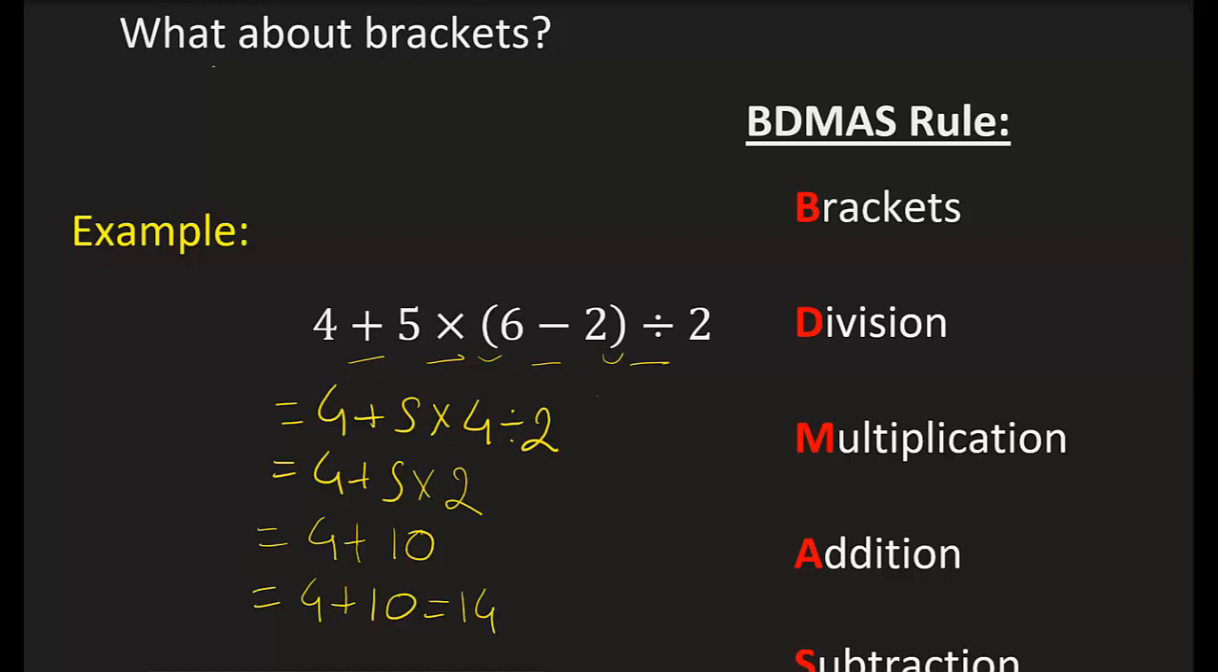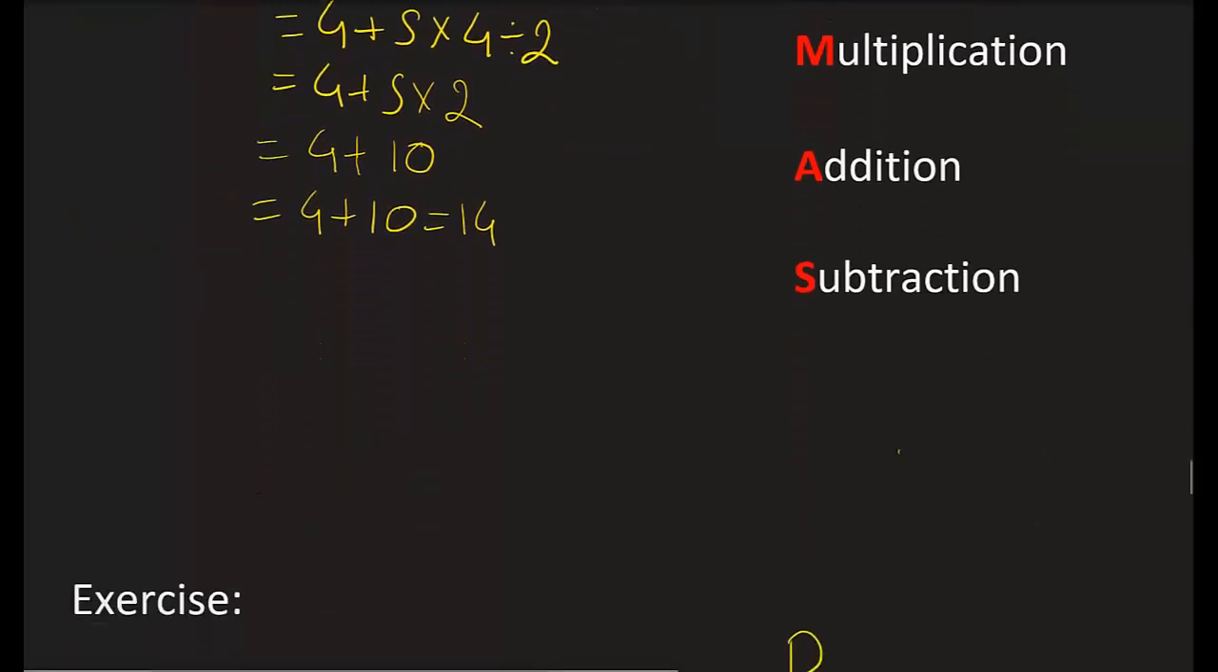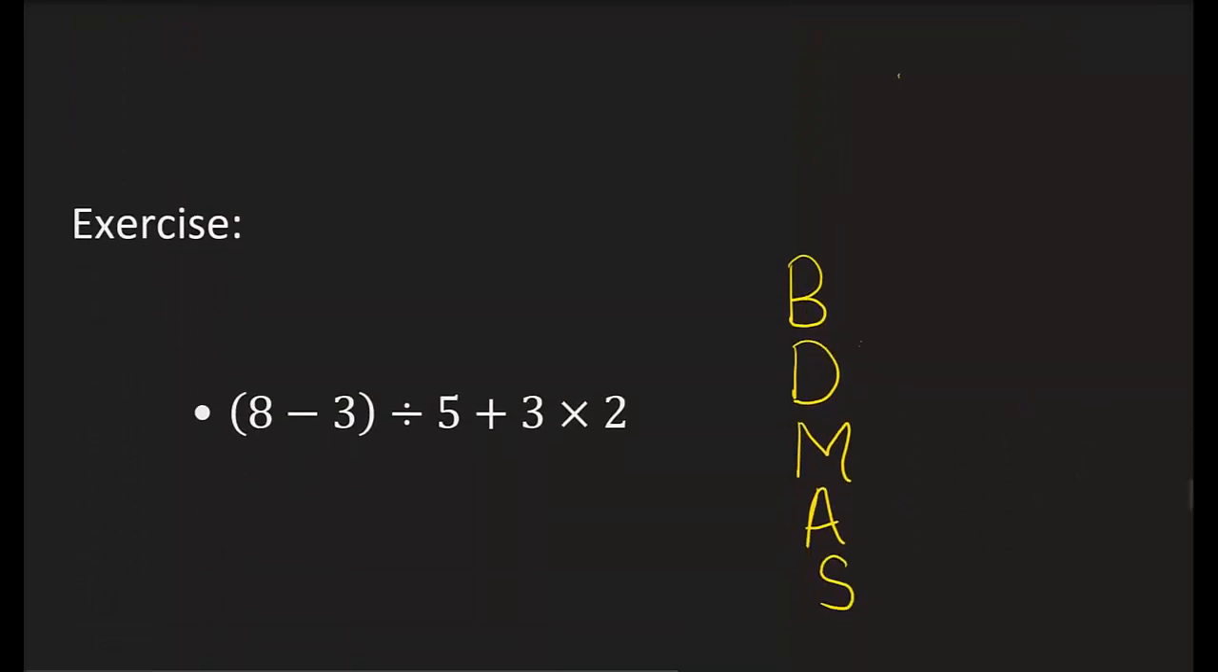Now today we learned about order of operations. Now it's time for an exercise. Let's see what today's exercise holds. 8 minus 3 divided by 5 plus 3 multiplied by 2. Whoa, that's big. But we can do this with the help of BODMAS.